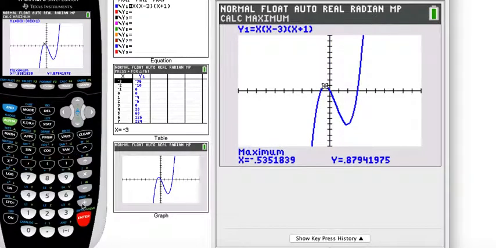So negative 0.535, and then 3 decimal places, and then the y there is 0.879. We're not rounding either one of those up because they're below 5 in that 4th decimal place. So let's go ahead and find the minimum while we're at it.